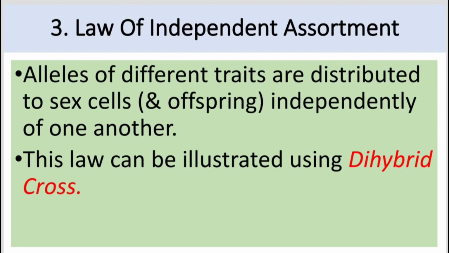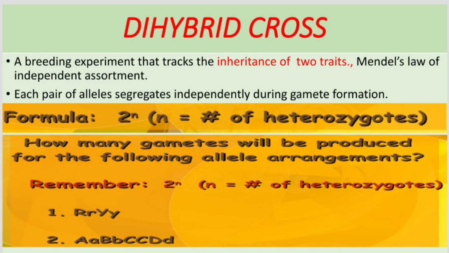Third is the Law of Independent Assortment. Alleles of different traits are distributed to sex cells and offspring independently of one another. This law can be illustrated by a Dihybrid Cross. Let's take a look at the Dihybrid. A Dihybrid Cross is a breeding experiment that tracks the inheritance of 2 traits. It illustrates Mendel's Law of Independent Assortment. So each pair of alleles segregates independently during gamete formation.